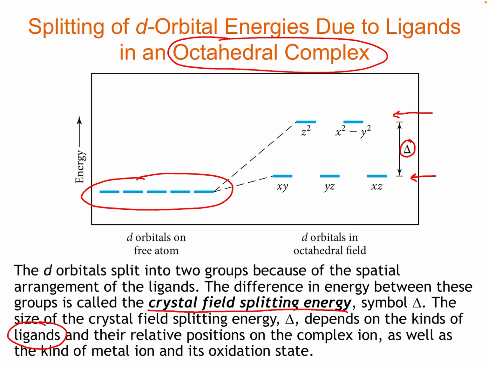And then it also depends on the kind of metal ion and its oxidation state. So we're also going to look at the oxidation state of the metal ion. Is it a 2+? Is it a 3+? In general, if we have a higher oxidation state on our metal ion, we're going to have a larger crystal field splitting energy.